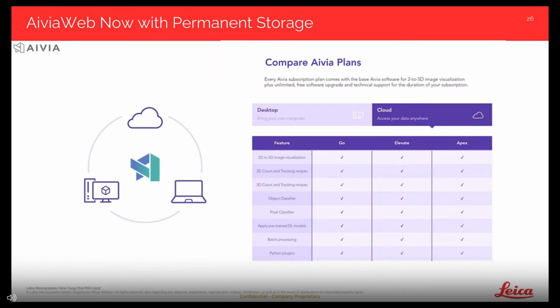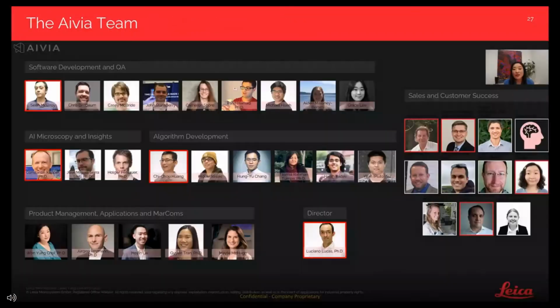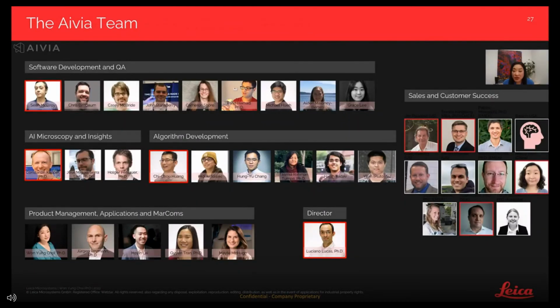All the features I've shown you today are also available via AVIAweb, which is an additional option. AVIAweb enables you to harness the power of AI tools in AVIA in the cloud now with permanent storage without the need to invest in any powerful hardware. All you need is an internet browser and internet connection, and you can access AVIA from anywhere regardless of the operating system. I want to give special thank you to the entire AVIA team who has created all the features of AVIA 11 that I have shared with you today.